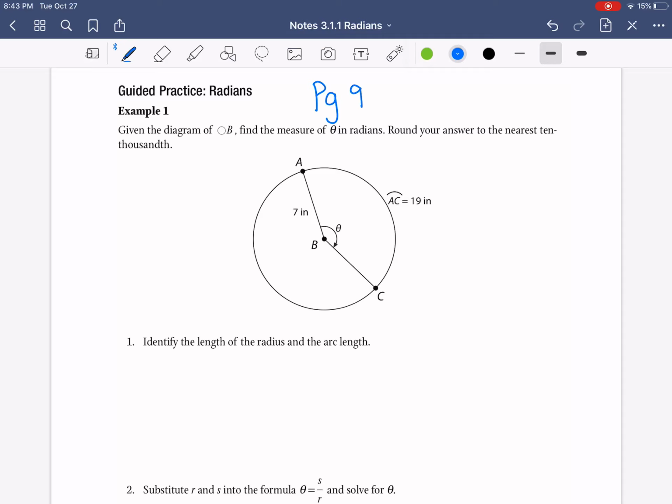All right, your first few homework problems are just finding theta in radians. So example 1 says, given the diagram of circle B, find the measure of theta in radians, round your answer to the nearest 10,000. So 10,000 means 4 decimal places, because it goes tens, hundreds, thousands, 10,000s. We want 4 decimal places.